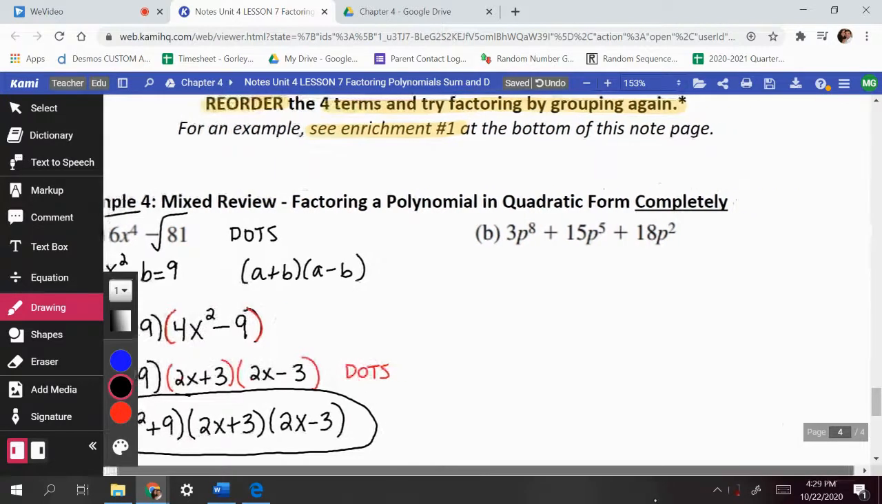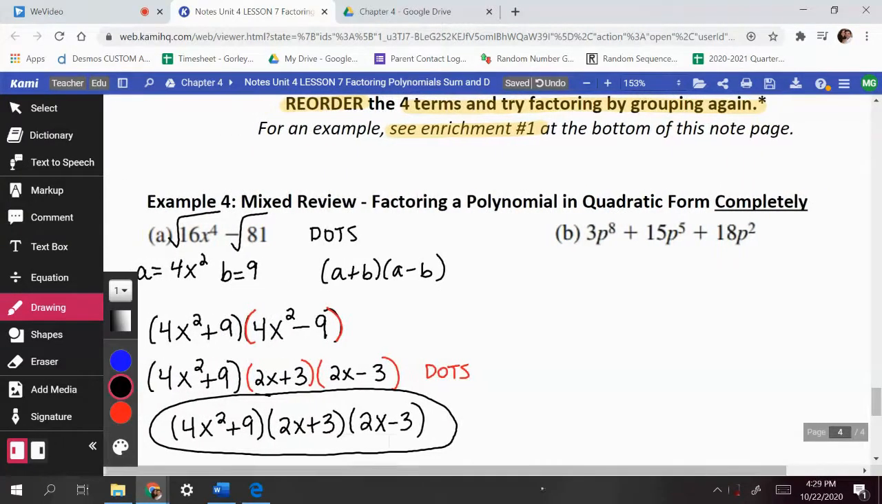All right. Last but not least, does part B have a GCF? Yes, they're all divisible by at least 3. Okay. And then what power of p do they have in common? They're all divisible by p squared. Okay, so let's factor out a 3p squared. That's going to end up being what? P to what power? 8 minus 2. It's going to be p to the 6th.